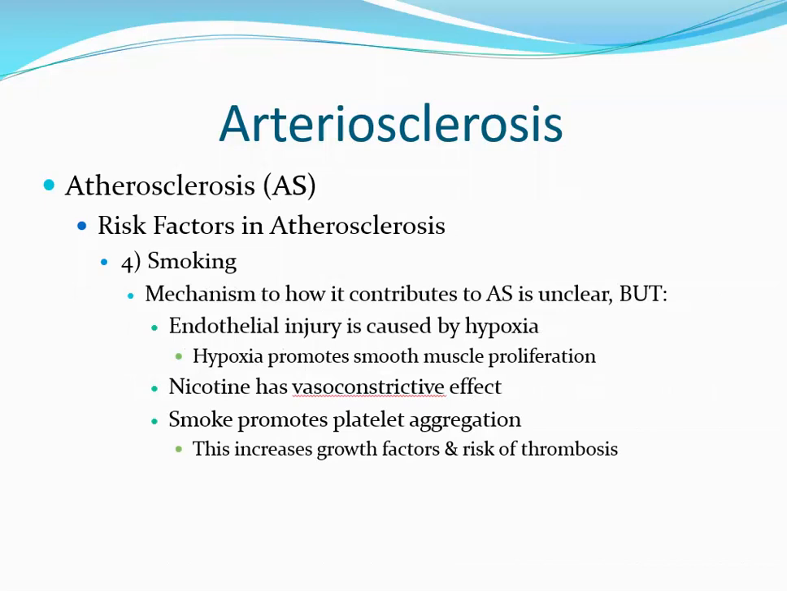The mechanism as to how smoking contributes to atherosclerosis is unclear. What we do know is that the endothelial lining becomes damaged due to the hypoxia associated with smoking. The carbon monoxide in smoke replaces oxygen in hemoglobin, so that less oxygen is being carried to the tissues. This results in hypoxia. This hypoxia will promote smooth muscle proliferation and the accumulation of LDLs in the tunica intima.